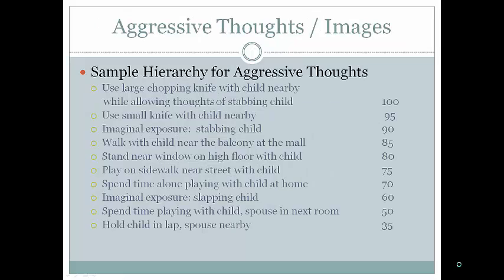Here is a sample hierarchy for aggressive thoughts. Hold child in lap, spouse nearby, spend time playing with child, spouse in next room, imaginal exposure, slapping the child, spend time alone playing with child at home, play on sidewalk near street with child, stand near window at a high floor with child, walk with child near the balcony at the mall. You imagine that you are stabbing the child. You use a small knife near the child and use a large chopping knife with the child nearby while allowing thoughts of stabbing the child.